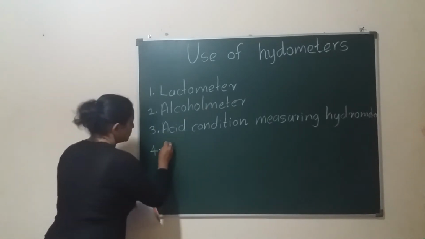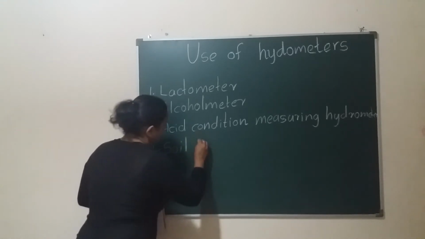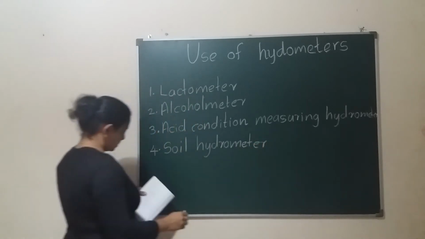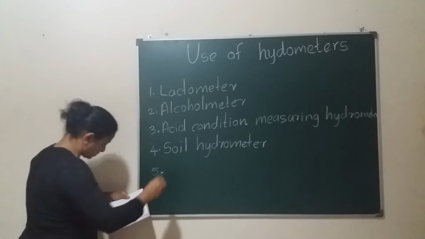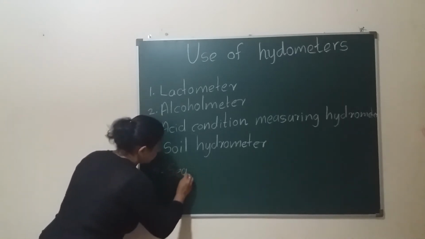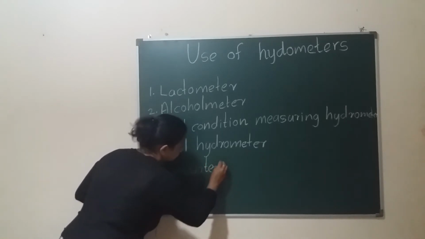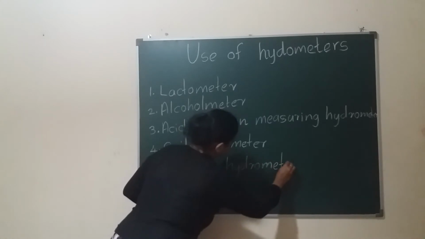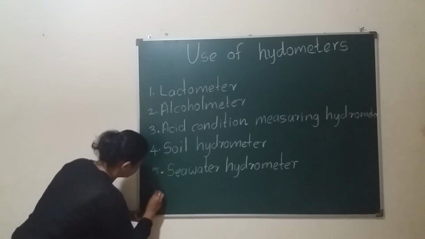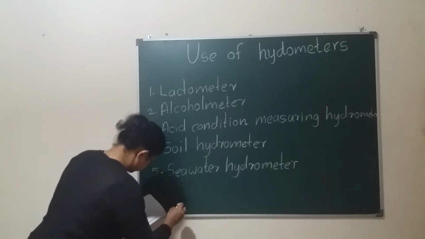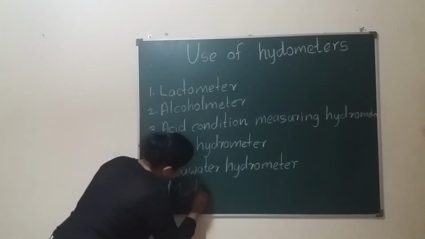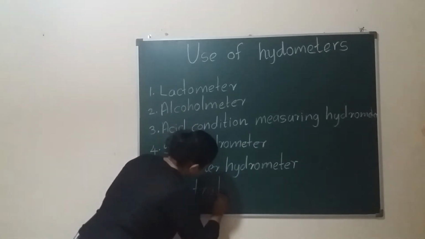Fourth one, soil hydrometer. Fifth one, sea water hydrometer. And sixth one, metrolab.